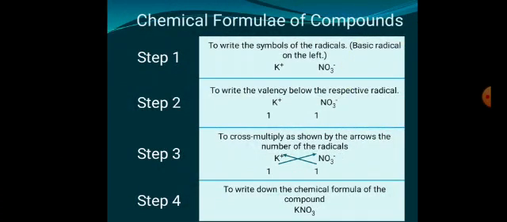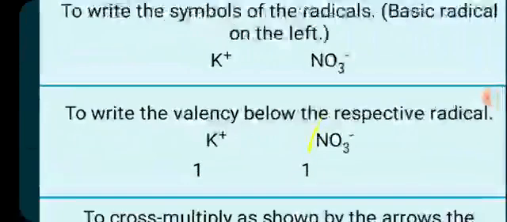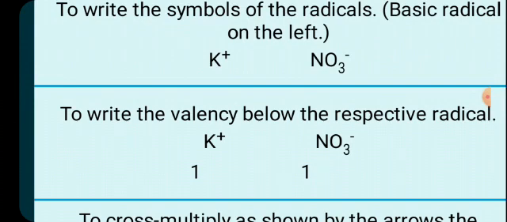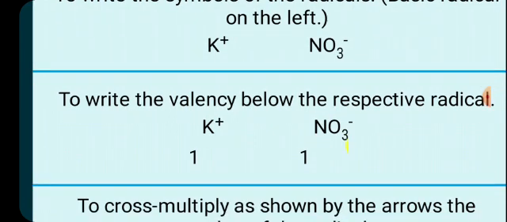Let us study how to write potassium nitrate. Step 1, write down the symbol of radical, potassium K+ and nitrate NO3-. Potassium ion, it is a basic radical, positively charged radical, so it is written on the left hand side. Nitrate ion, it is an anion, it is acidic radical, so it is written on the right hand side. Then write down the valency below the respective radical. Potassium ion has valency 1 and nitrate ion has valency 1, 1 each.